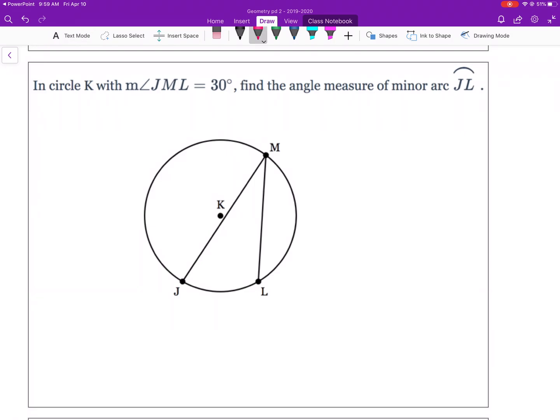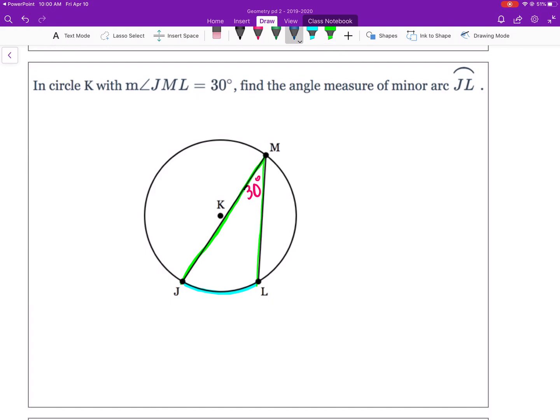Your choice. All right, so in circle K, with the measure of angle JML equal to 30 degrees, find the angle measure of minor arc JL. So JL is here. So the angle that they gave us and the arc that they're talking about are related to each other in the respect that there's an angle, and then there's an intercepted arc. All right, and it's that angle's intercepted arc. So this angle opens up and hits that arc.